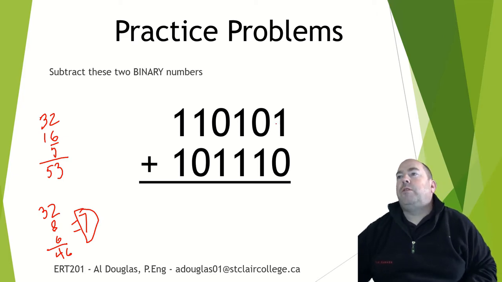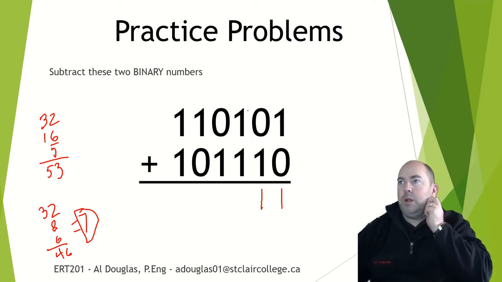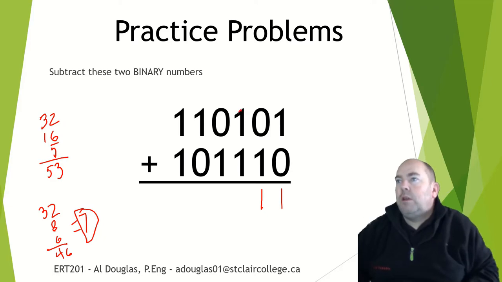Okay, so let's go through this. Let's look individually at each column. 1 minus 0 gives us a 1. There is no borrowing going on here. 0 minus 1. That is a difference of 1 with a borrow. So we need to borrow from this. So this is going to become a 0. Okay? So that had a 1 to borrow, so we could reduce that to a 0.